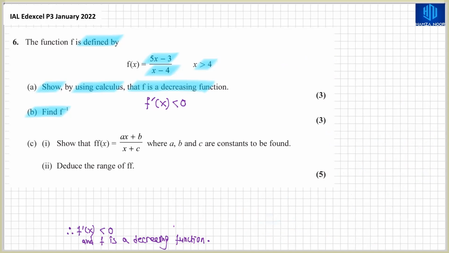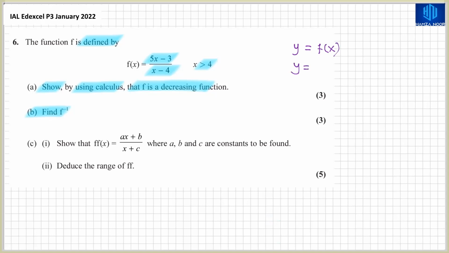I'm going to erase the working of part A so we can make some space for solving part B. All right, so steps to find the f inverse(x) function. First of all, put y = f(x). Therefore, y = (5x - 3)/(x - 4), and then this will be xy - 4y = 5x - 3.